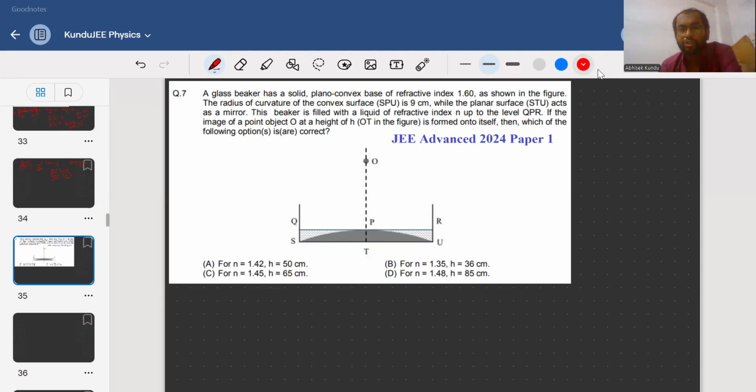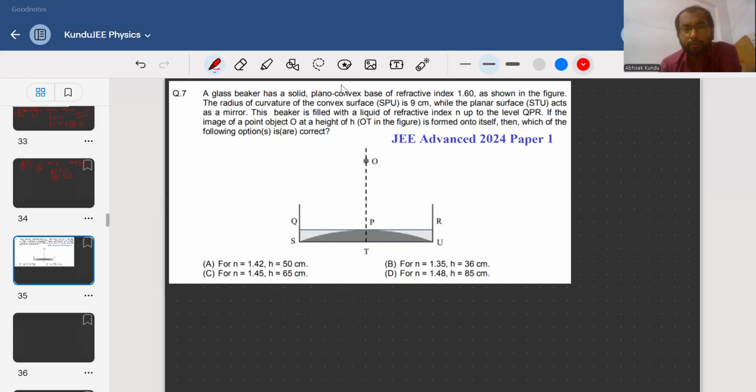This problem was given in JEE Advanced 2024 paper 1 and this is a section 2 problem. That means it is a one or more than one option type problem. So we need to analyze each and every option in order to get the right answer. Now let us see what the problem says.